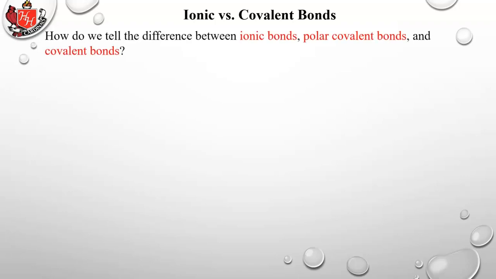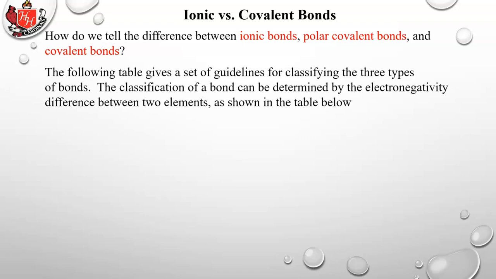Okay, so how do we know whether a bond is covalent or ionic? We use the general rule that a metal and a non-metal form an ionic bond, and non-metals form a covalent bond, but it's actually a continuum. We can have covalent, polar covalent, even more polar covalent, and then ionic. So there's generally a set of numbers that are used. The following table gives a set of guidelines for classifying the 3 types of bonds.